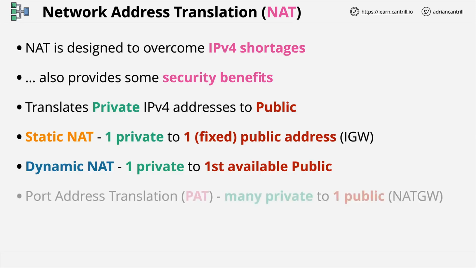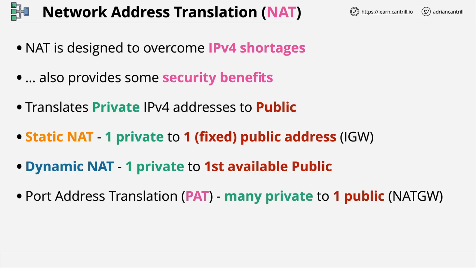Then lastly, we have port address translation, and this is where many private addresses are translated onto a single public address. This is likely what your home internet router does. You might have many devices, so laptops, computers, tablets, phones, and all of those will use port address translation, also known as overloading, to use a single public IP address. Now this method, as the name suggests, uses ports to help identify individual devices, and I'll cover in detail how this method works later in this video.